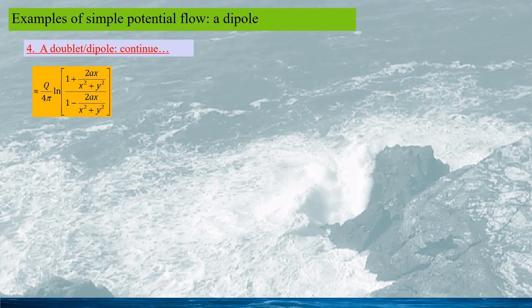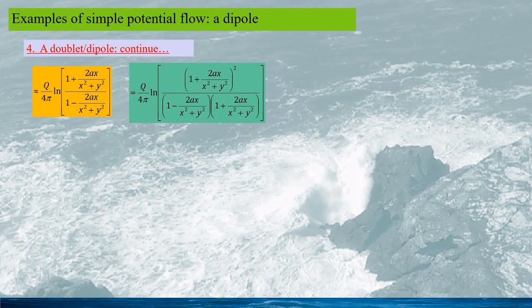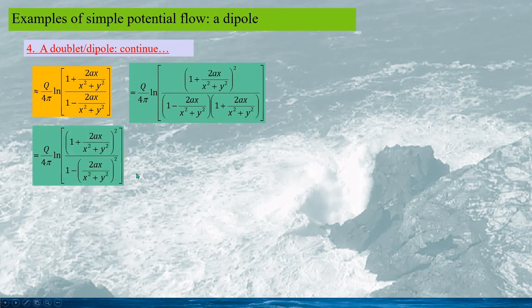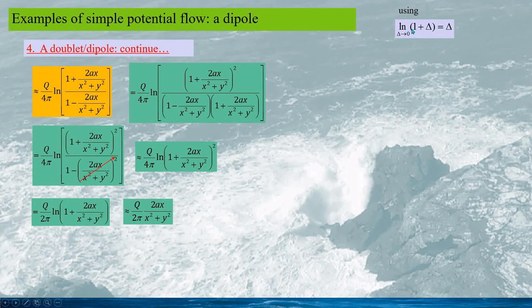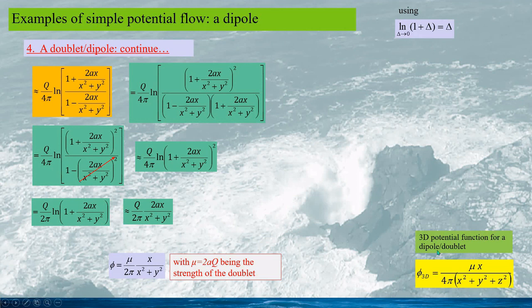We continue the derivation here. We first make the second term in the denominator a higher order term. So we have this. Drop the higher order term. We can have the potential function expression as this and this. By using this formula, we can have the potential function for the doublet. Now we can define the new strength for the doublet, mu equals 2aq. So the final velocity potential function for the doublet is given by this equation. For reference, the potential function for a doublet in 3D is given by this.